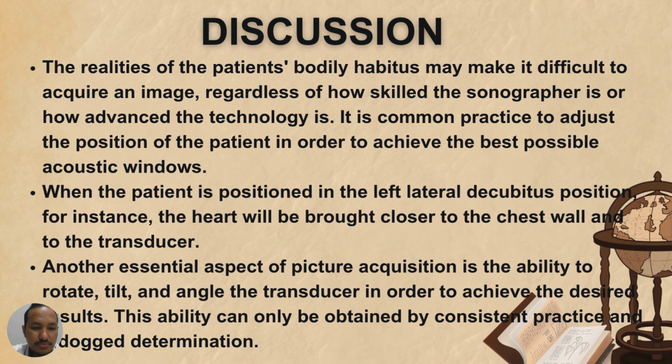Another essential aspect of picture acquisition is the ability to rotate, tilt, and angle the transducer in order to achieve the desired result. This ability can only be obtained by consistent practice and dogged determination.